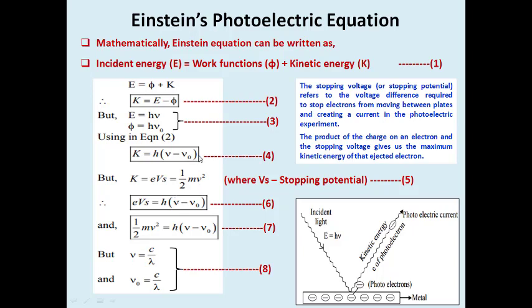We rewrite equation number 4. Instead of K, the product of charge and stopping potential, e times Vs, is equal to h times (nu minus nu naught). Or otherwise, instead of K, I can write half mv square equal to h times (nu minus nu naught). We already know nu is nothing but c by lambda. Likewise, the threshold frequency will be c by lambda naught. So equations 4, 6 and 7 represent Einstein's photoelectric equation.